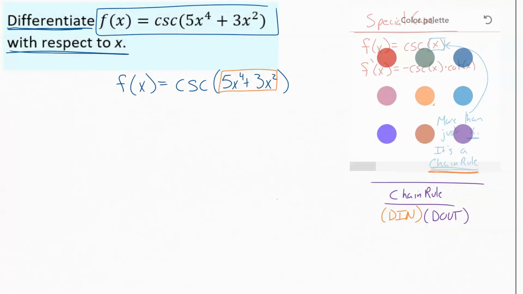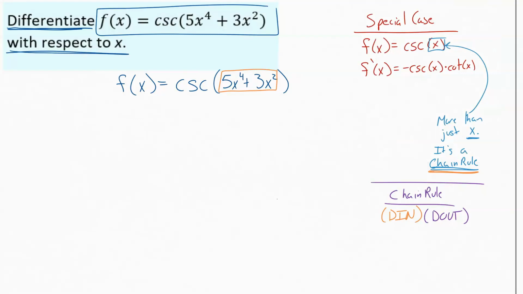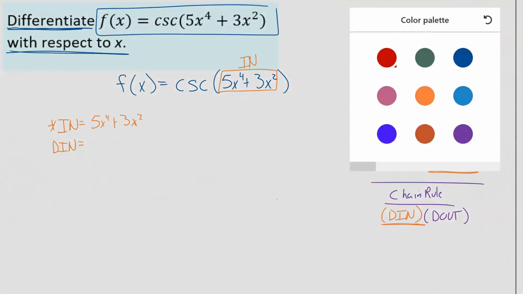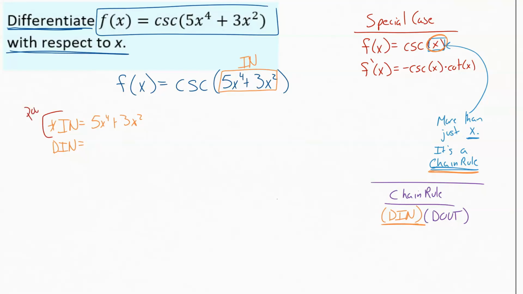So when I come to apply that chain rule to this problem, the inside piece is going to be whatever replaced that basic x in my special case there. So our inside piece in this is that 5x to the fourth plus 3x squared. So the in is 5x to the fourth plus 3x squared. We need to find the d in, the derivative of that. So the derivative of the inside piece. Looking at just this one little chunk here and saying, how would I take the derivative of that? Well, that's just a bunch of stuff being added and subtracted. And so that's just going to be a power rule. Everything seems to always flow back through the power rule at some point.